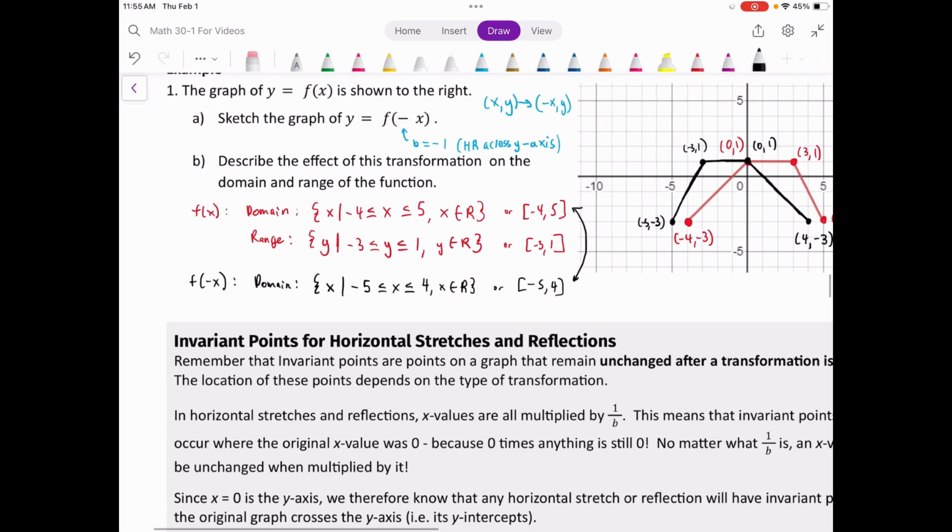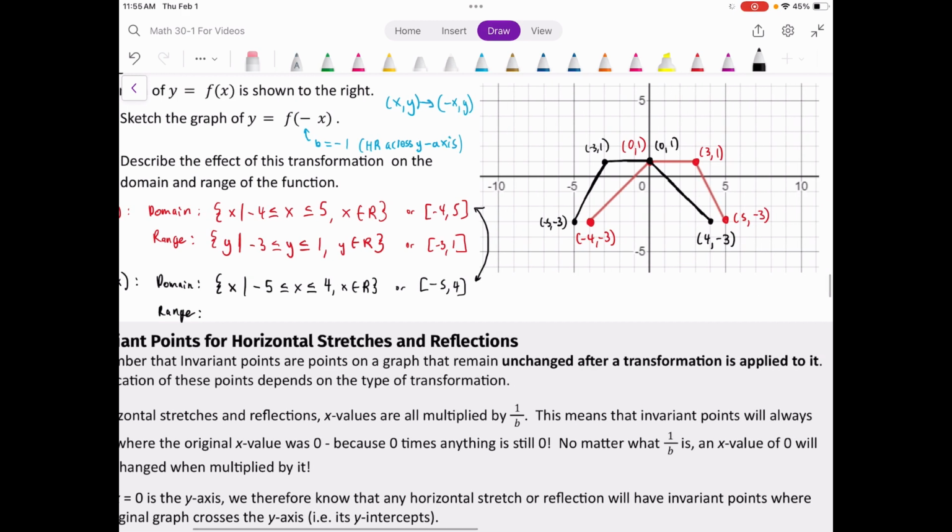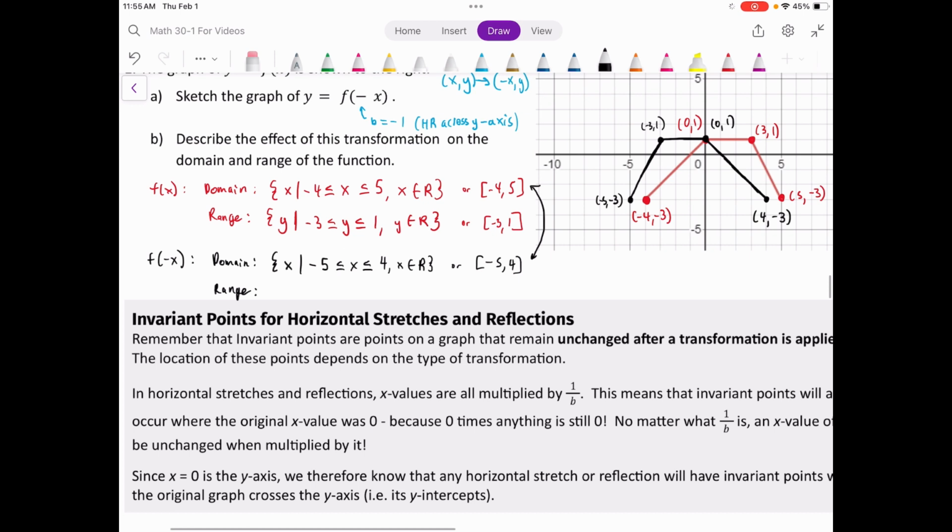What should have happened to the range if all we did was horizontally reflect it? I mean, you can kind of see by looking at the graph, it doesn't look like the range has actually been affected, nor would we expect it to, right? We haven't multiplied all the y's by -1. We did a horizontal reflection across the y-axis. So our range is still the same, -3 less than or equal to y less than or equal to 1. Y is an element of the real numbers, or in interval notation, we could say from -3 to +1, right?